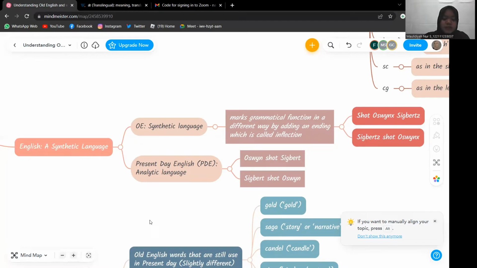imagine that present day English is not an analytic language, but instead a synthetic one. So let's imagine that the way the subject of a sentence is marked is by adding an X, and the way objects are marked is by adding a Z to the end of the word. For example, shot Oswin-X Sigbert-Z. It is clear that Oswin is the person who did the shooting because the word Oswin has the inflection X, and Sigbert is the person who was shot because the word Sigbert has the inflection Z.